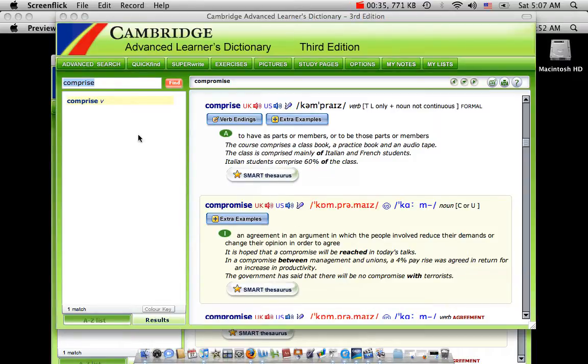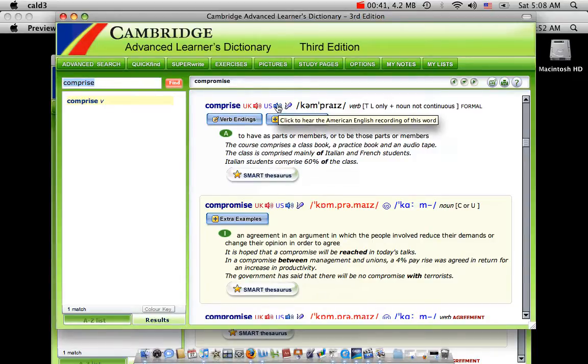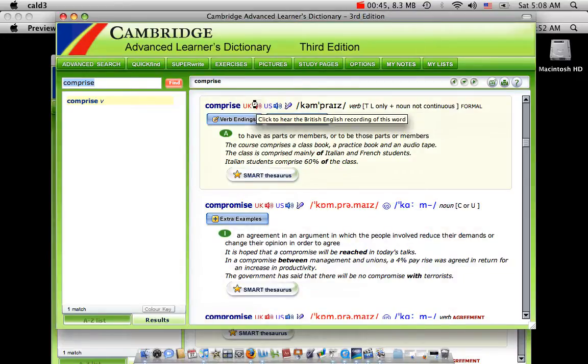Whenever you type a word here, let's say this word is comprise, the dictionary will give you an American pronunciation, as well as the British pronunciation of this word. Also, it gives you this definition, as well as some other examples. When you look at the examples, there are 3 examples, right? Some of the words have already been highlighted for you.